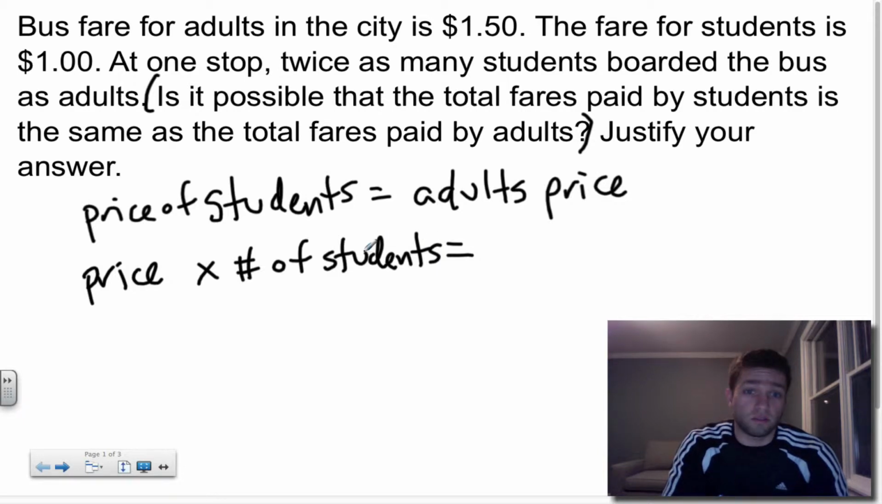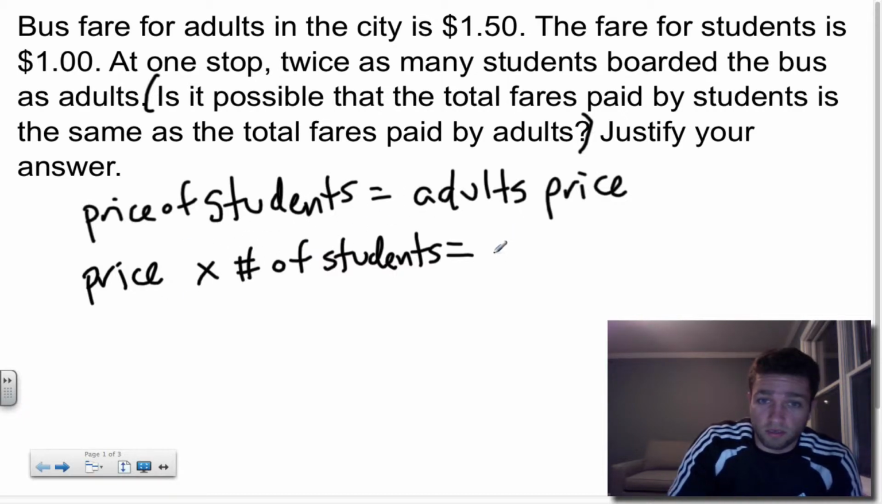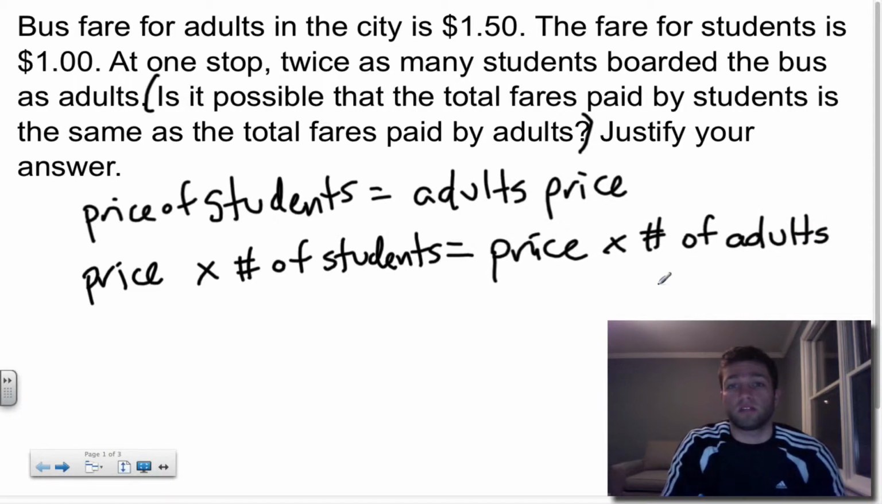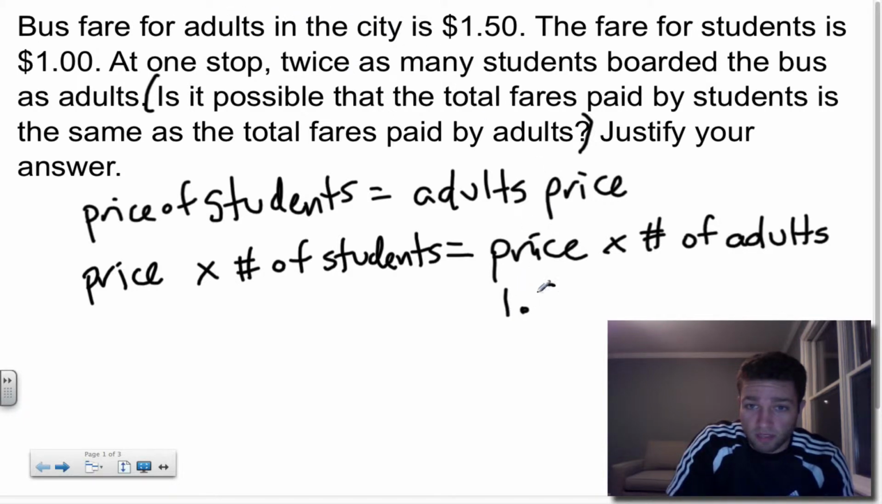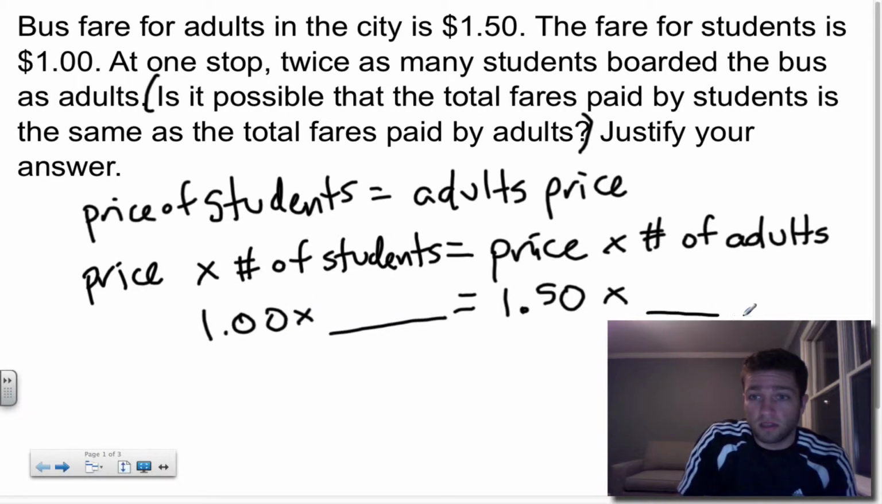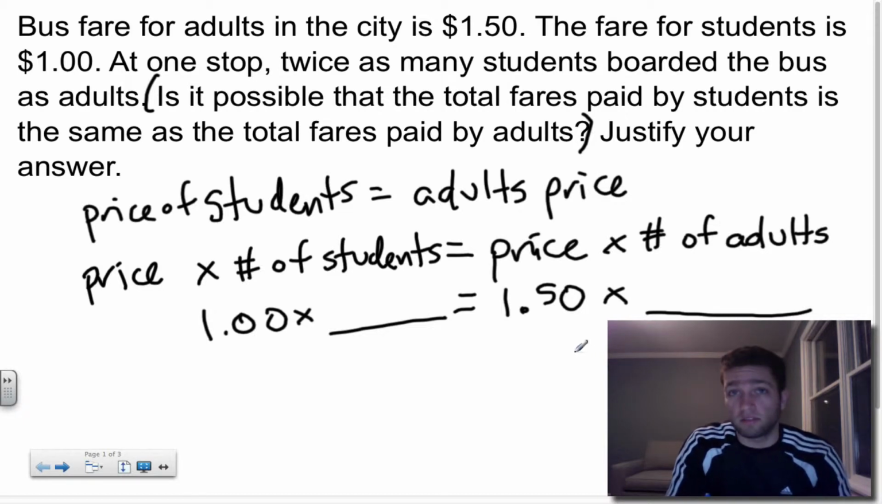For instance, if there's 10 students and the price was $2, how would I find the total price? 2 times 10. But we're going to plug in numbers in a second, and for adults it would be the same thing. The adult ticket price times the number of adults. Now, here's where I can start plugging in what I know. I know from the very first sentence that adults cost $1.50. And I also know that students cost $1. What I don't know is the number of students and the number of adults. That's what I need to form a variable for.